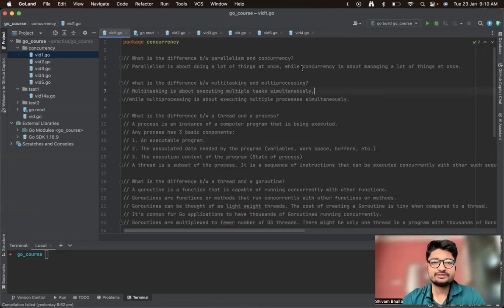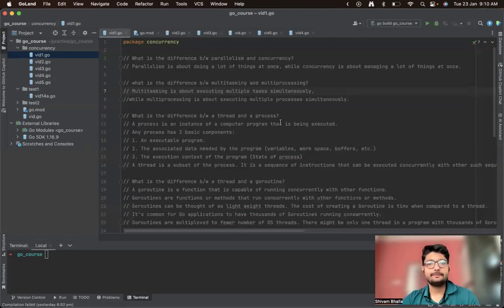So let's not waste any time and cover all these topics one by one. The very first question, which I've seen a lot of people get confused about, is what is the difference between parallelism and concurrency? Before going to a definition, I'll tell you with a very simple example, and then you will understand it more properly.